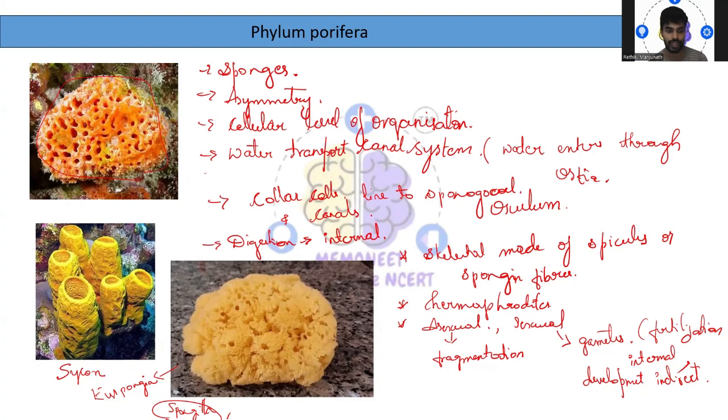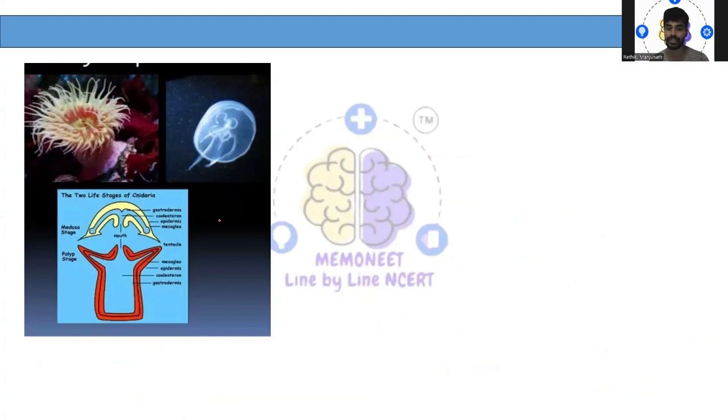Okay, and you are seeing this Euspongia, right? So these Euspongias are being used as a bathing soap also because of their hard as well as porous nature. Sorry, this is the Euspongia. Both are also Euspongia. So because of its hard nature, you can see them being used as a bath soap. So this is one of the major parts of what? Phylum Porifera.